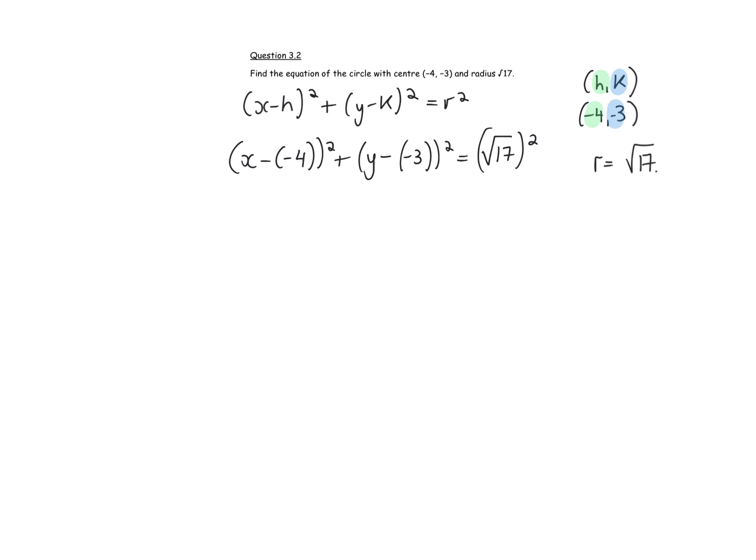So we have two minuses in the first bracket, which gives us a plus, and we have two minuses in the second bracket, which also gives us a plus. And then the square root of 17 squared, that's just going to give us 17. And that's question 3.2 done. We found the equation of the circle with centre minus 4, minus 3 and radius square root 17.